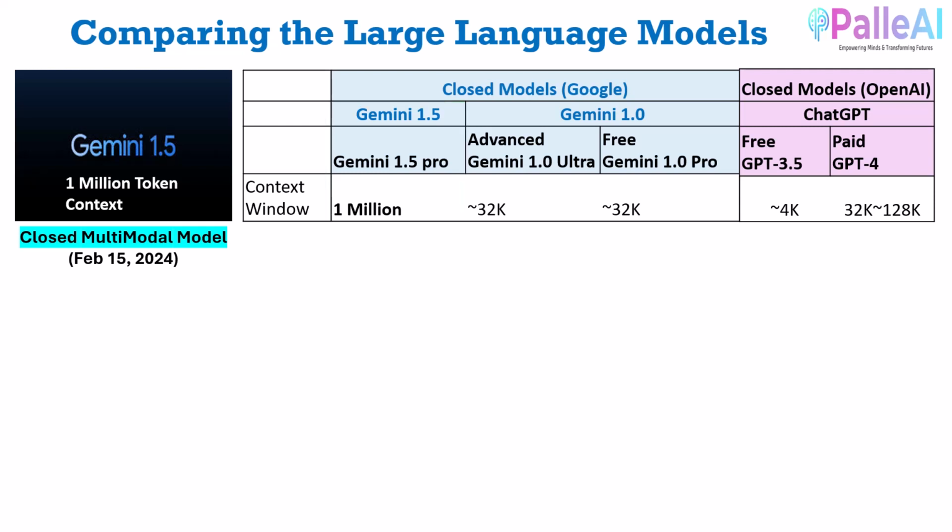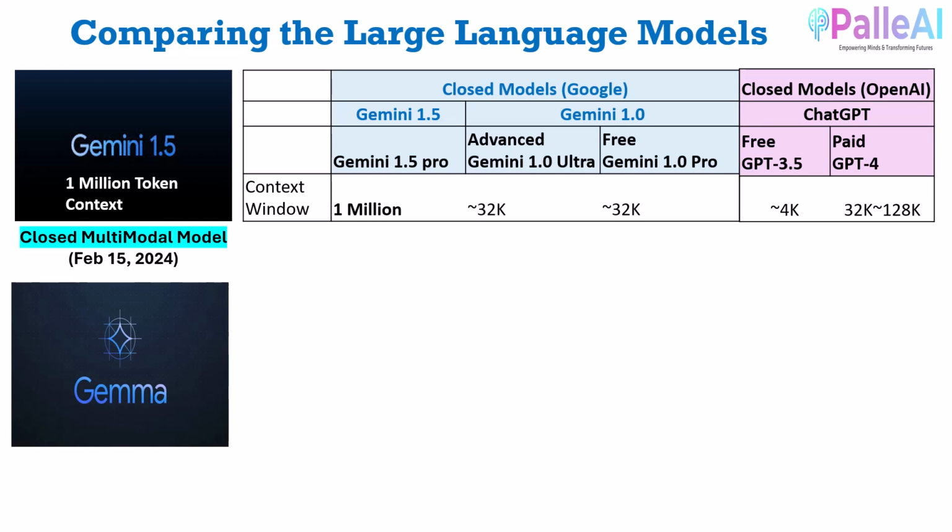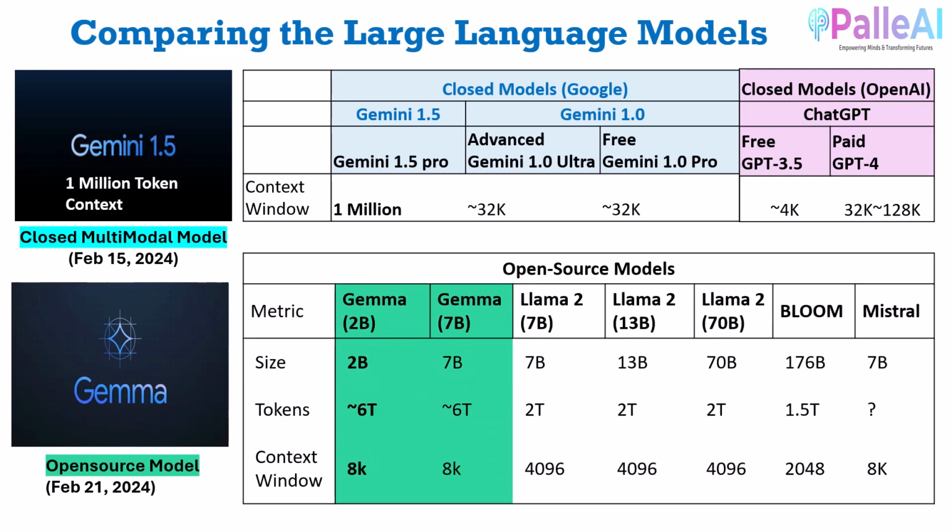But the thing is, these are all closed models. Whether it's Gemini 1.5 or different versions of ChatGPT, these are all closed. In contrast, what Google launched today was Gemma. It's an open source model. So if you want to compare Gemma, we need to compare it with similar open source models. I did some quick research and compiled some information about the latest state-of-the-art open source models, and I have put it in this table.